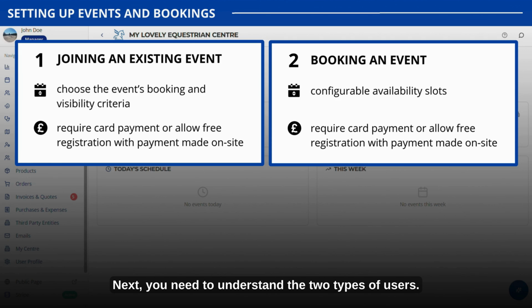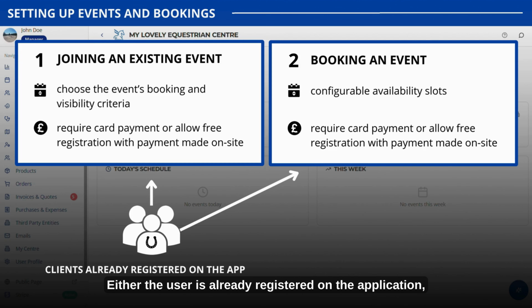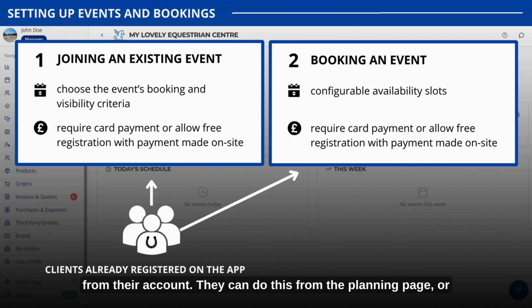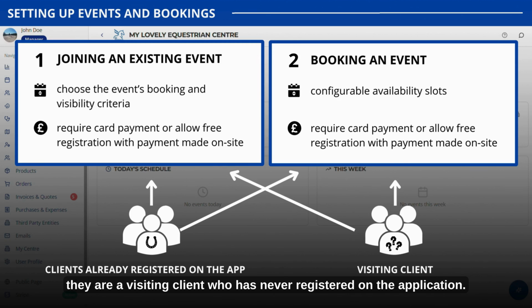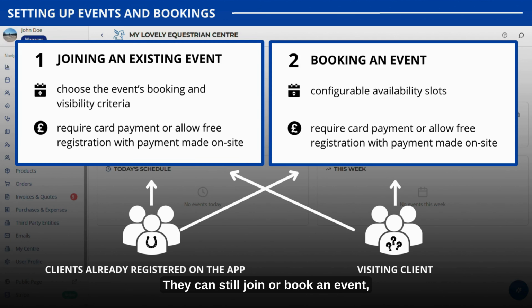Next, you need to understand the two types of users. Either the user is already registered on the application, in which case they can join or book an event directly from their account. They can do this from the planning page. Or they are a visiting client who has never registered on the application. They can still join or book an event, and at the same time create an account. They can do this via your center's public page.